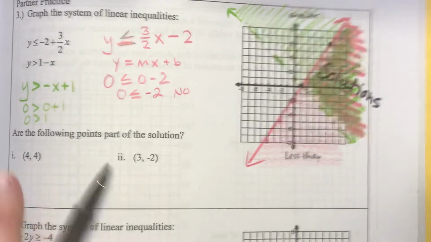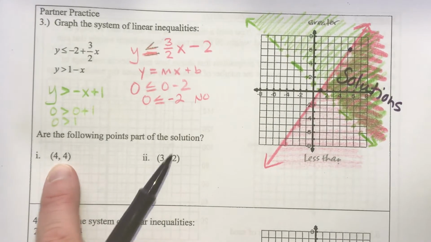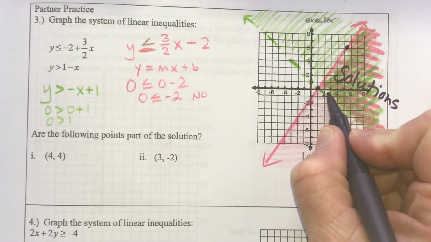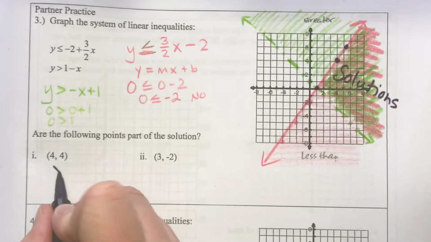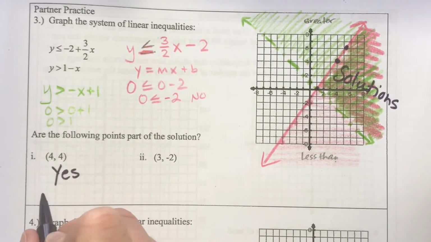So now what I'm going to do is actually talk about these 2 points, 4, 4. So 2, 4. So this would be a yes because it is on a solid line and it's on the boundary line.